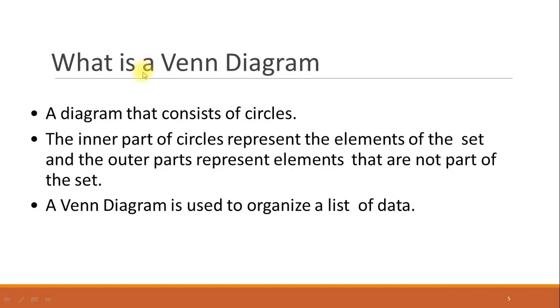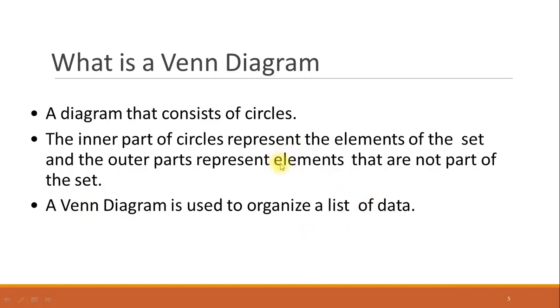Now, what is a Venn diagram? A diagram that consists of circles. The inner part of the circles represents the elements of the sets, and the outer parts represent elements that are not part of the set. In a Venn diagram, we represent sets by circles. A Venn diagram is used to organize a list of data.